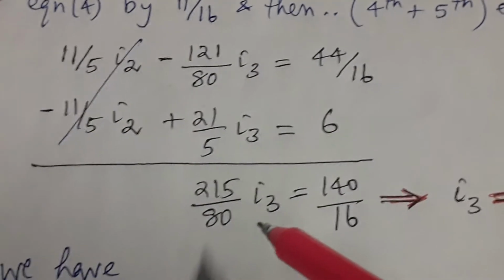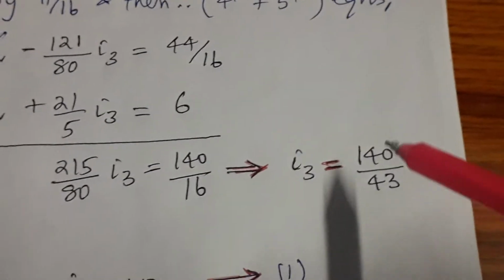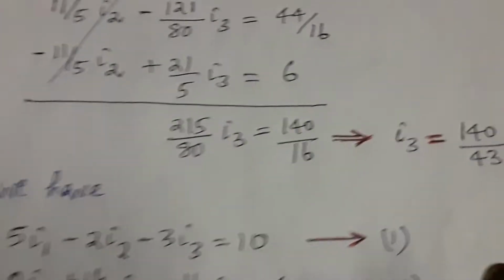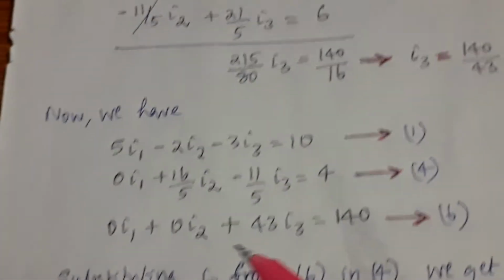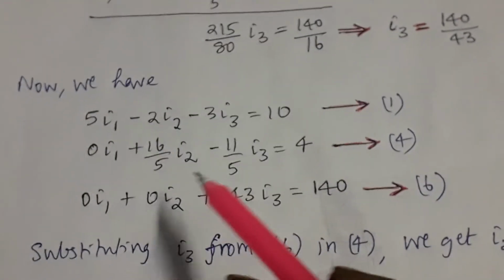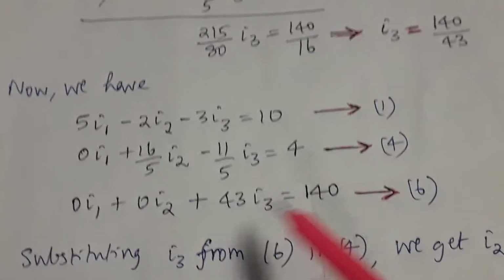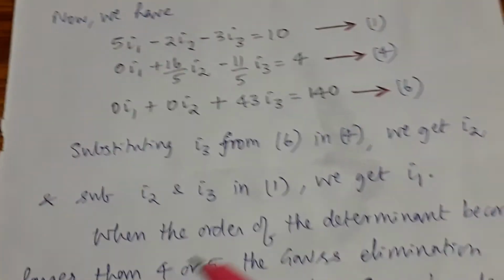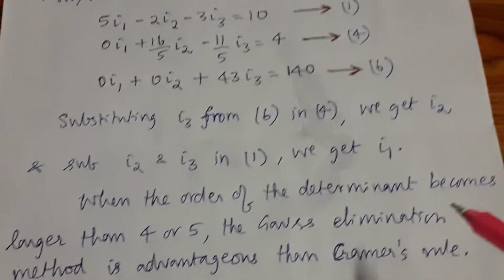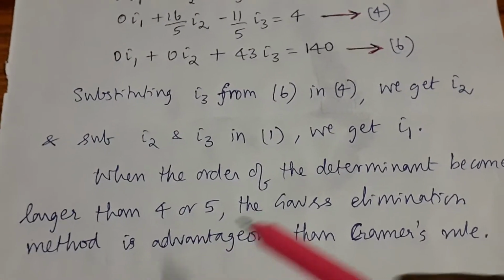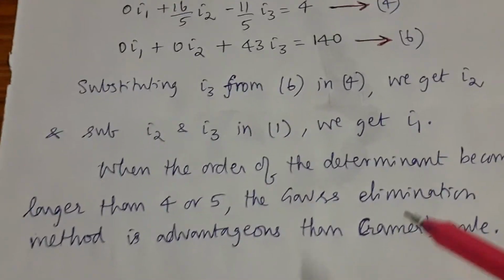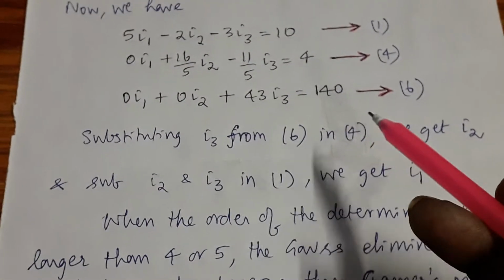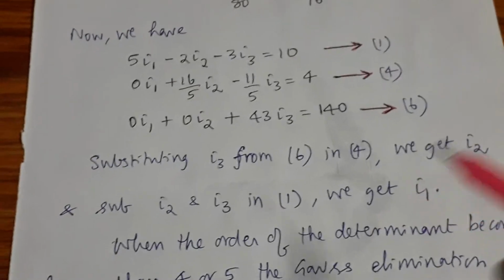You'll have only I3. When you simplify, you get it as 140 by 43, which is the same answer using Cramer's rule. Then substitute this I3 in the fourth equation and then find I2. Then substitute I2 and I3 in the first equation and find I1. Simple method. This is mainly used when the order of the determinant becomes larger than 4 or 5. This Gauss elimination method is advantageous over Cramer's rule. So wonderful method. Okay, try it and see. Same problem and similar problems you can work out. Okay, all the best.